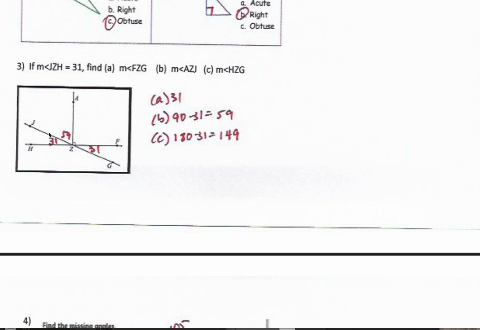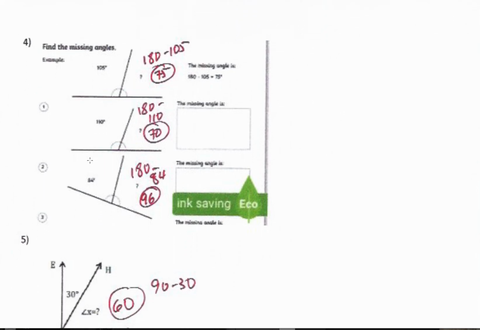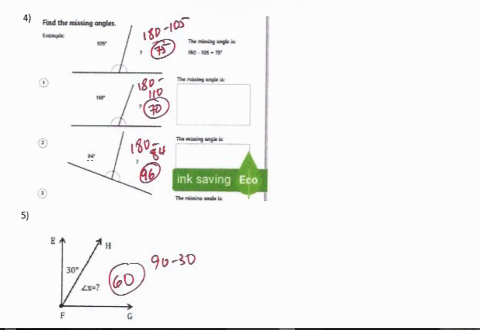And as far as angle HZG goes, you can use either pairing here, but all I have to do is go here and show 180 degrees, or I could go here and show 180. It's the same either way. And that would be 180 minus 31, which is 149. Okay, find the missing angles here. They're clearly supplementary, right? We're making straight lines. So 180 minus 105 is 75. 180 minus 110 is 70. 180 minus 84 is 96.